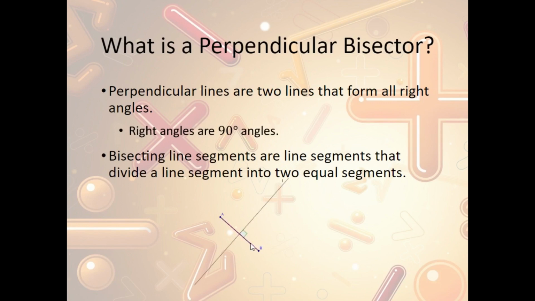So an example of this would be here. So we have our original line segment here. If we were to cut that in half, if we were to go halfway through, it would be right here. And then when we draw our line, it forms all right angles here. So this is a right angle, right angle, right angle, and right angle. So that's a perpendicular bisector.